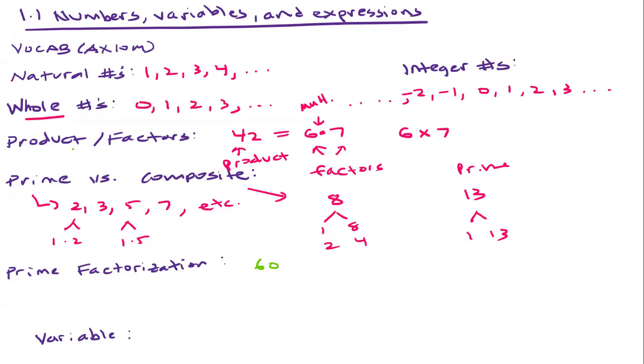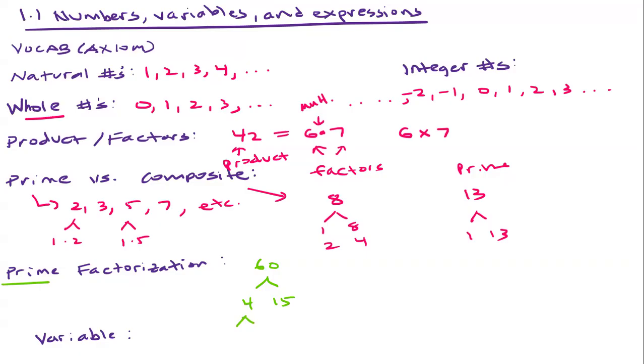If I have 60, of course I can choose, say, 1 and 60. Those are two factors that will give me 60. Another set of factors that I can multiply to get 60 is, say, 4 and 15. However, are they in prime factorization form? No, because 4 is not a prime number and 15 is not a prime number. So I need to break it down further.